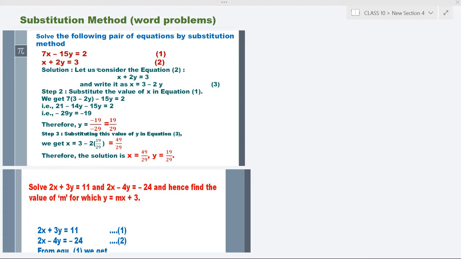Now let's see this question. Here we are already having a pair of linear equations in two variables. Just write those pairs. The first one, name it as equation 1 and the second one, name it as equation 2. Now, find out which is the simpler among the two. It is quite evident that the second one is the simpler one. So, take this second equation.